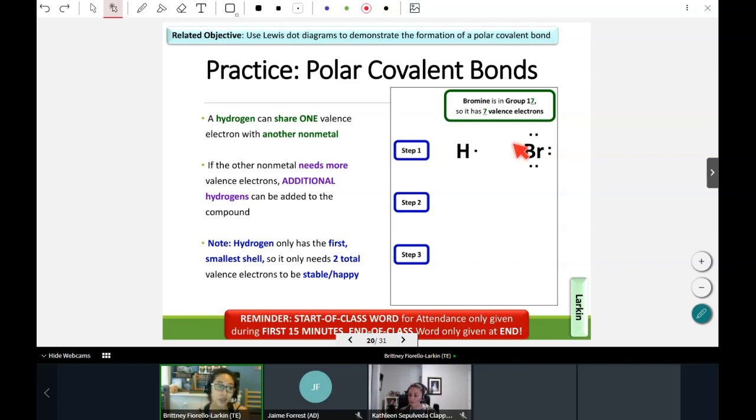All right, so that being said, let's take a look here. We're taking a look at what happens when a non-metal bonds with hydrogen. Hydrogen has 1 valence electron to share. Remember, it only needs 2 in total because of that smallest shell issue in order to be happy. And if for some reason your non-metal needs more valence electrons, you can always just add additional hydrogens. So let's go ahead and practice this.